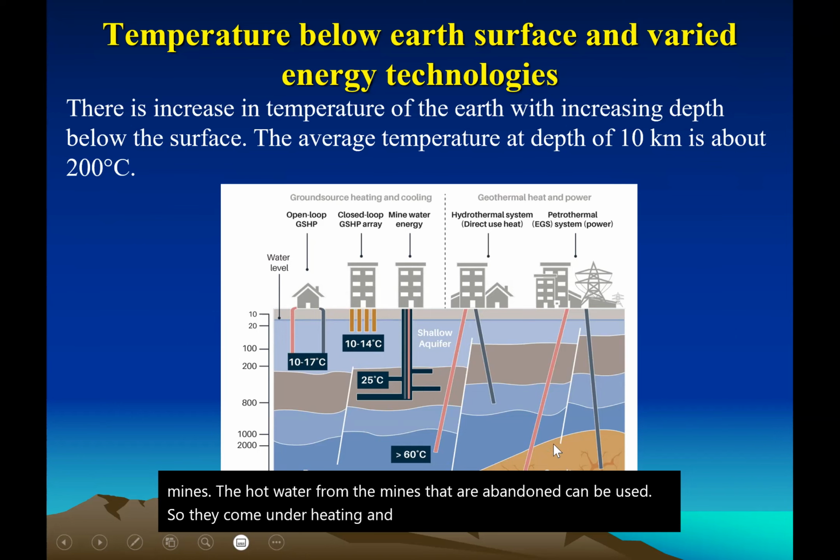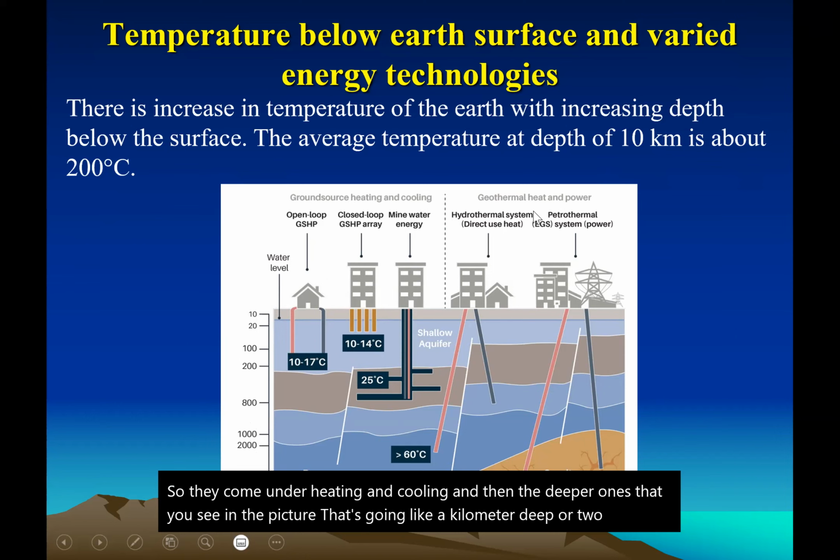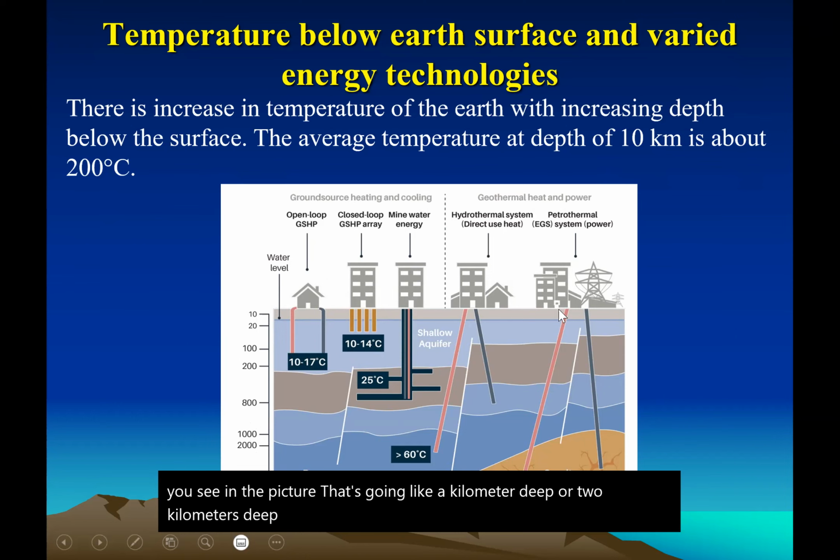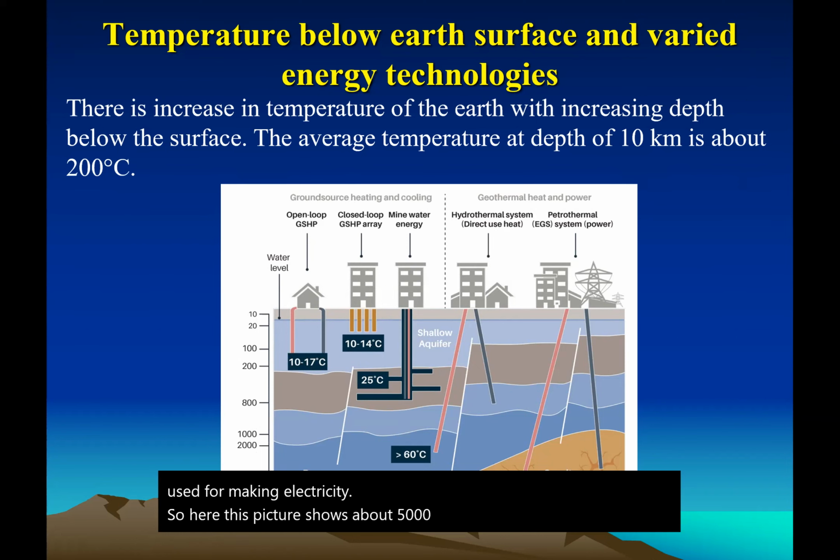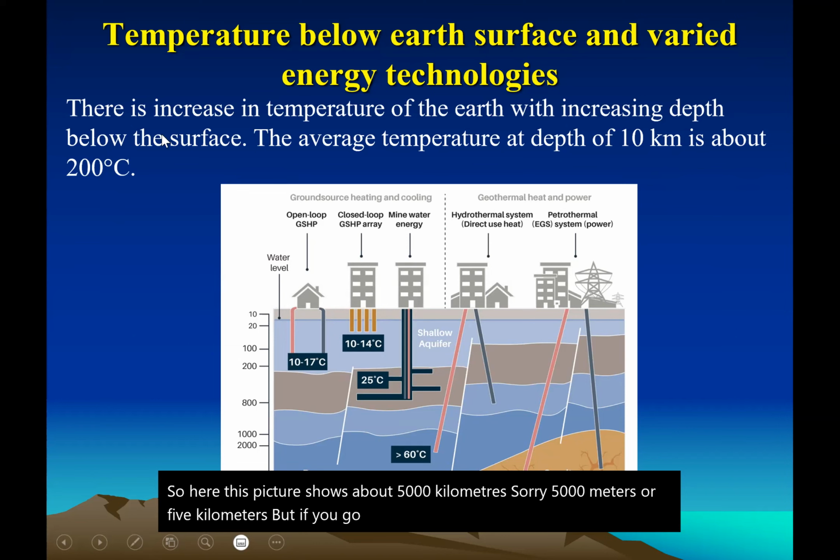And then the deeper ones that you see in the picture, that's going like 1 kilometer deep or 2 kilometers deep, is where the steam and hot water is used for making electricity. So here, this picture shows about 5,000 meters or 5 kilometers. But if you go down to 10 kilometers, the temperature is around 200 degrees centigrade.